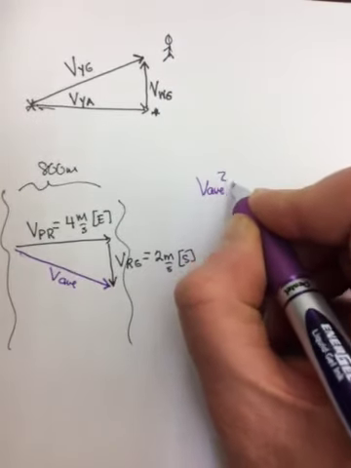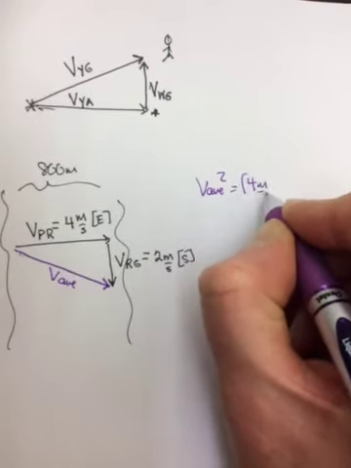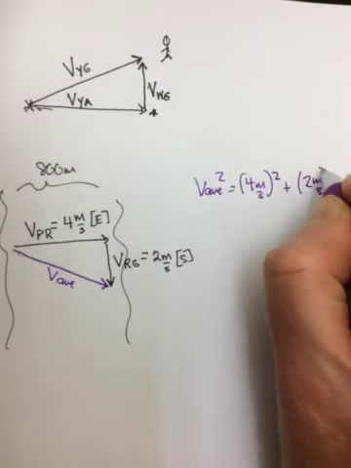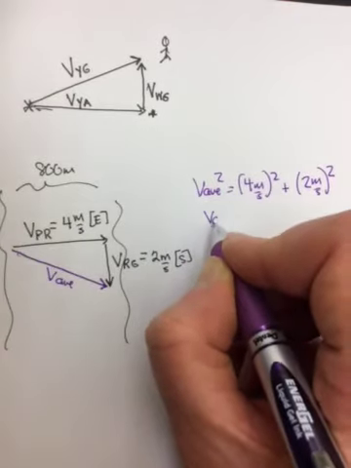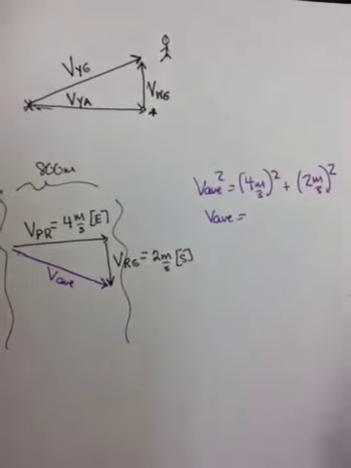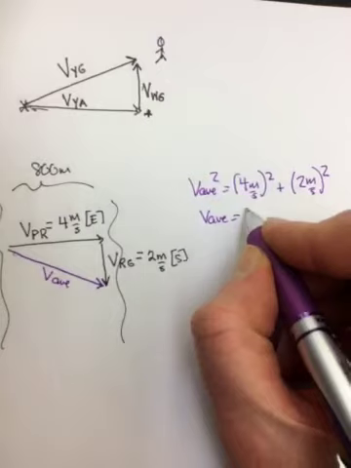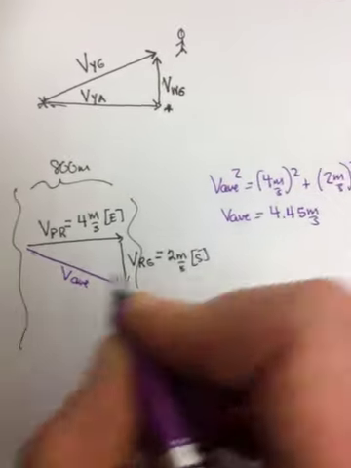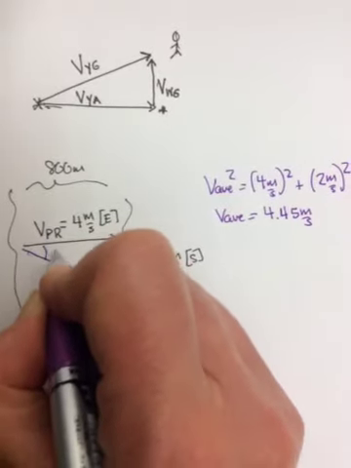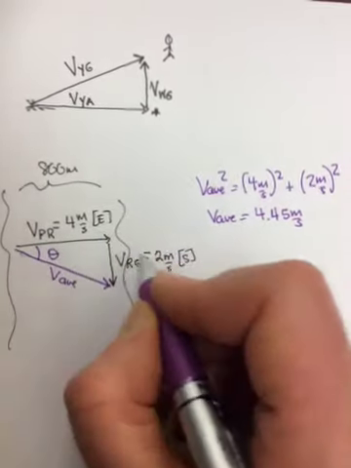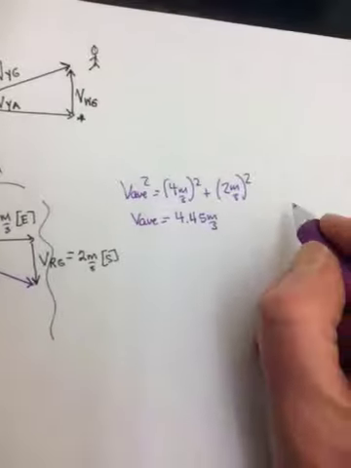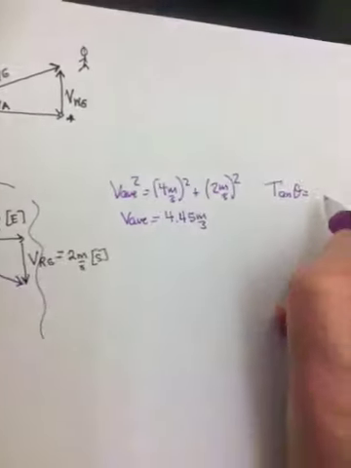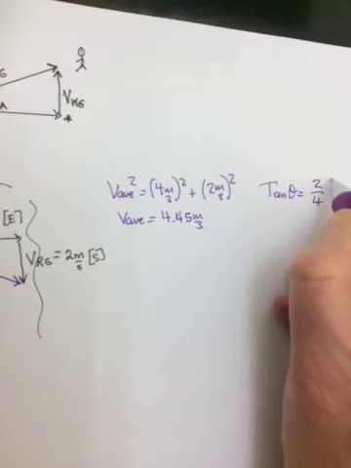So VAV squared is going to equal 4 meters per second squared plus 2 meters per second squared. 16 plus 4 is 20. Take the square root of 20 and you should get 4.45 meters per second. It asks for velocity though, so we need the angle as well. And I'd use tan theta because we know both of these sides. So tan theta will equal opposite over adjacent, 2 over 4.